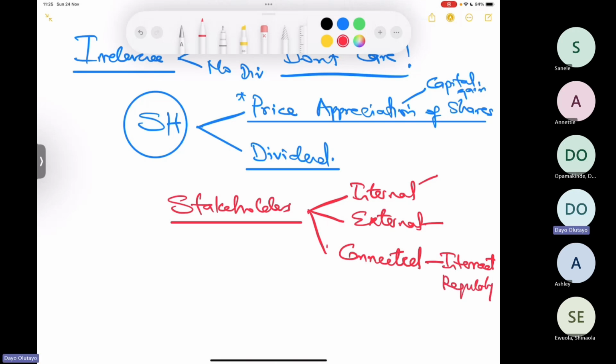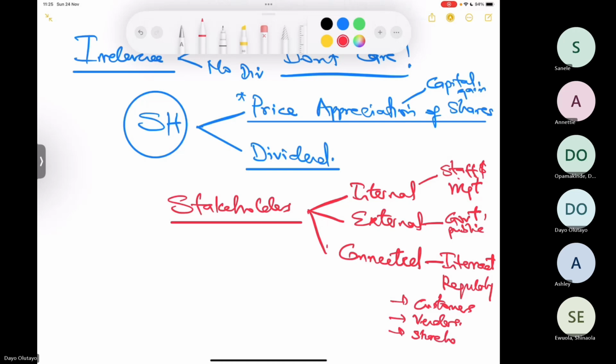So if I give you examples, we said this will be staff and management. This will be like government, yeah, the public. But for connected, you're looking at things like customers, vendors, even shareholders. They are connected. They are not internal, they are not external. And that's why they are called connected.